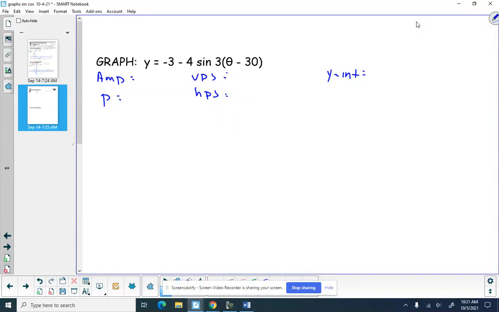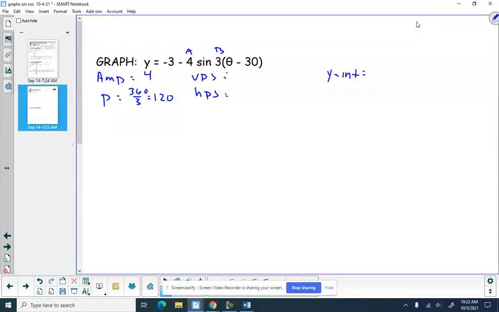All right, let's take a look. Amplitude and period, Grant, what do you have? 4 and 120. Taking 360 divided by 3, we get a value of 120 degrees. Here's your A value, here's your B value. Absolute value of A is your amplitude.